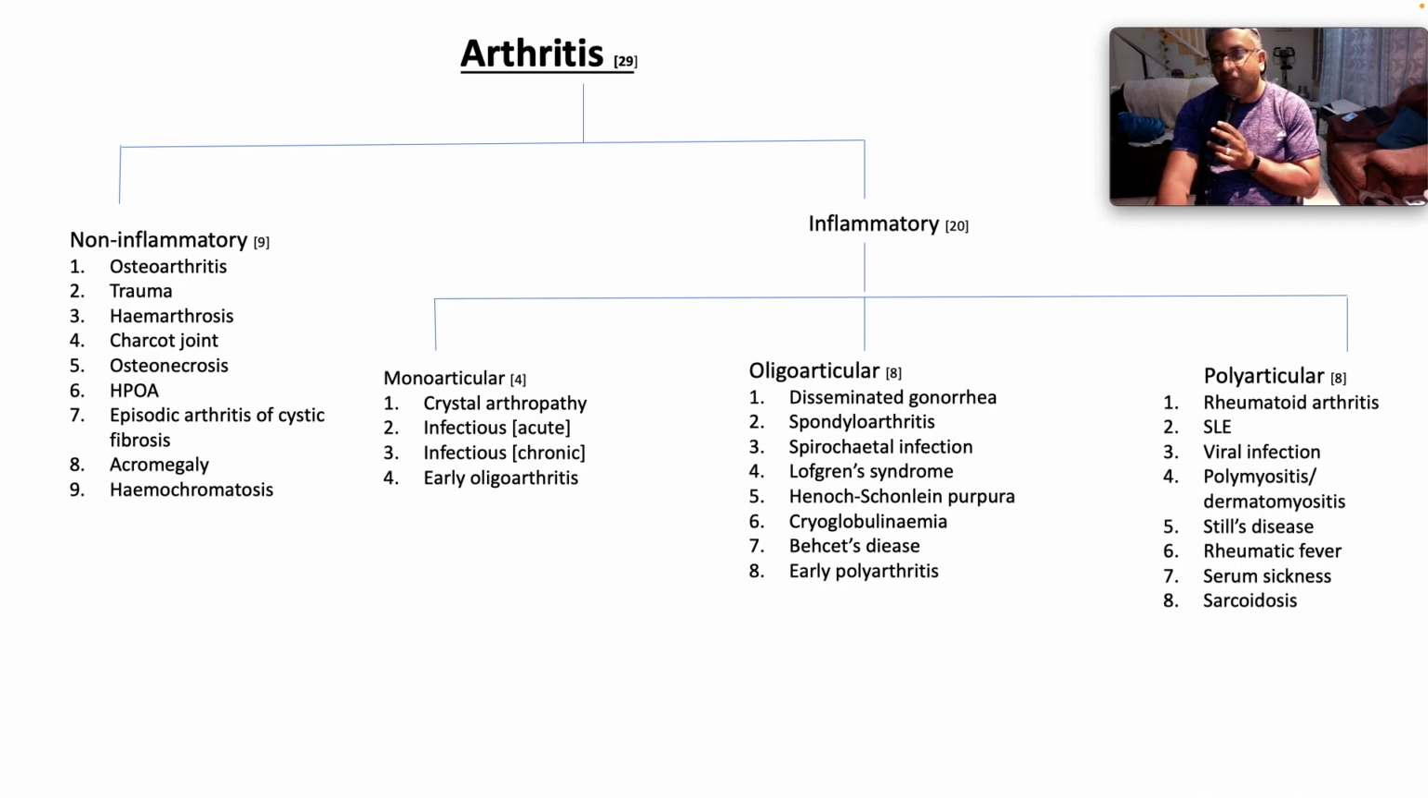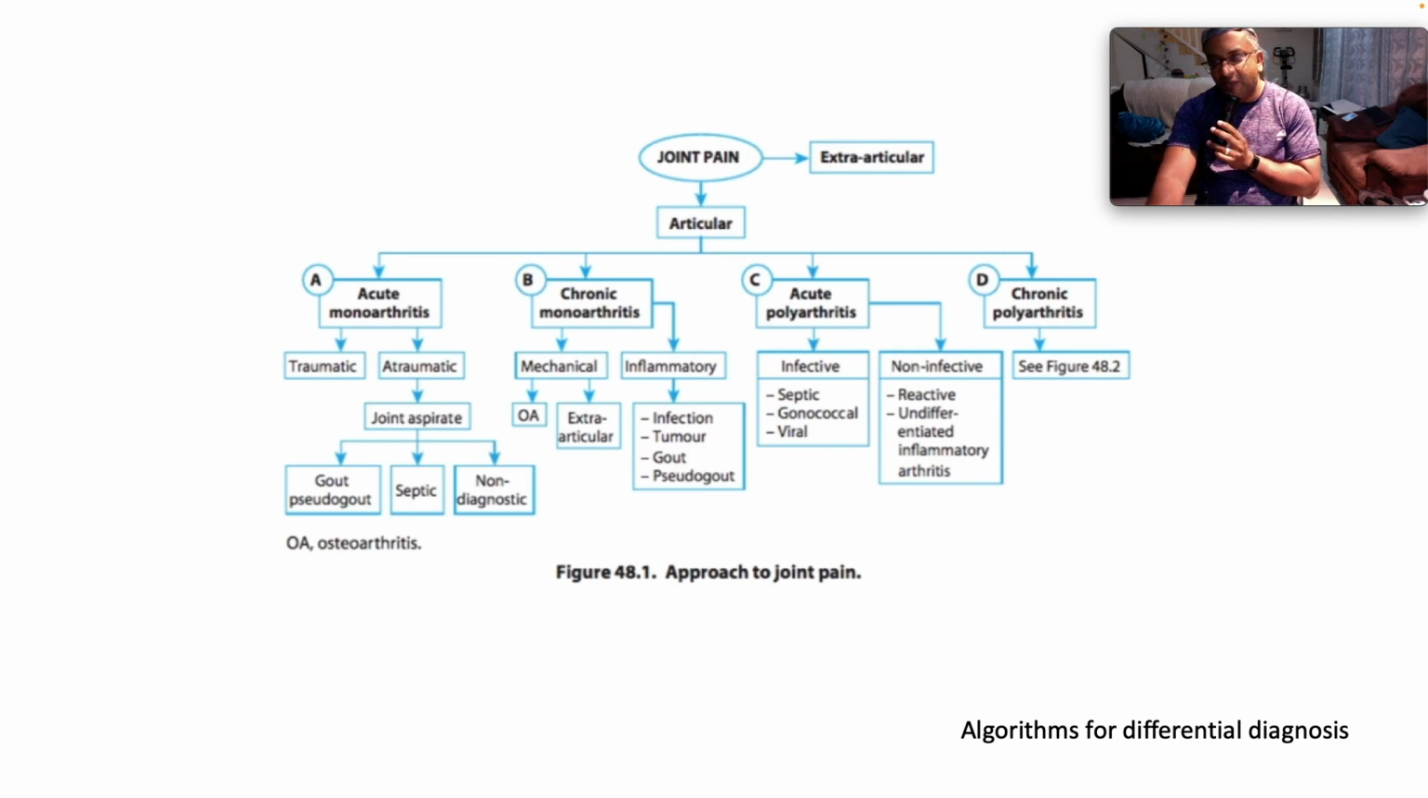And polyarthritis, by definition, involves 5 or more joints. There we're thinking typically a seropositive variety, rheumatoid arthritis, systemic lupus erythematosus, the wolf, viral infections, EBV, CMV, parvovirus, hepatitis, HIV, polymyositis, dermatomyositis, Still's disease, rheumatic fever, where we invoke the Jones criteria, serum sickness, especially due to penicillin, and of course sarcoidosis, right? So this is just from a bird's eye view taken from algorithms for differential diagnosis.